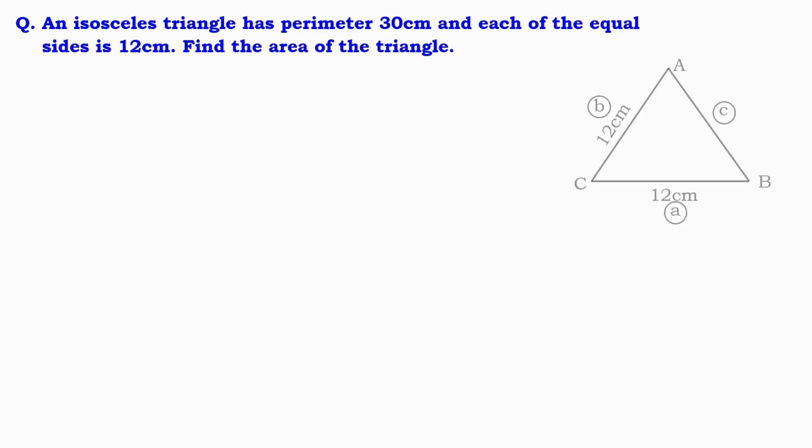The first question is: an isosceles triangle has perimeter 30 centimeter and each of the equal sides is 12 centimeter. Find the area of the triangle. Okay, so what is given? An isosceles triangle is given. Isosceles triangle means two sides are equal, and another piece of information is given, that is the perimeter. Now we need to find the area of the triangle.